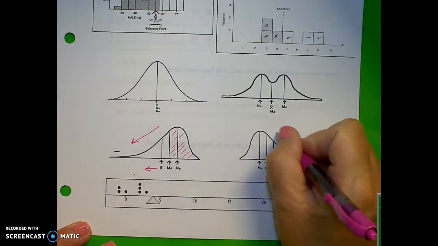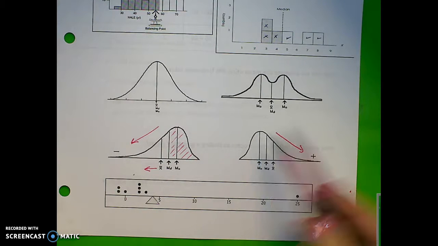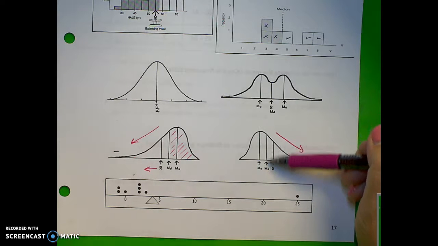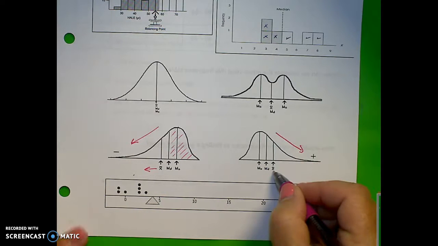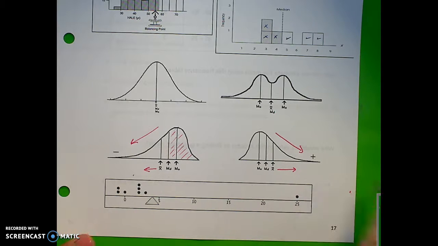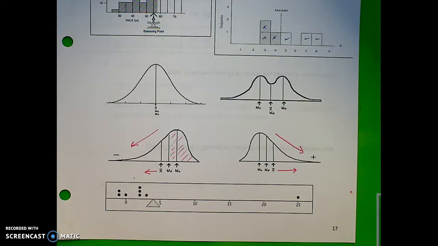Similarly, in the right skewed distribution, the mode is still the tallest point. The median is going to be just to the right of it, with equal area on either side of it, and then the mean is being pulled this way, so it's furthest to the right. It's being pulled by these high numbers on the right-hand side.